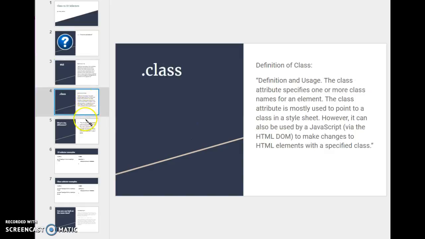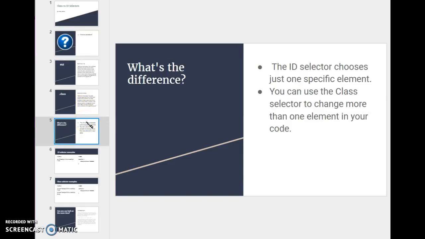So next, what's the difference then? Basically, what this means is the ID selector chooses just one specific element, and with the class selector, you can change more than one element in your code. So, like I just said, the ID is for just one element, the class is for more than one element.